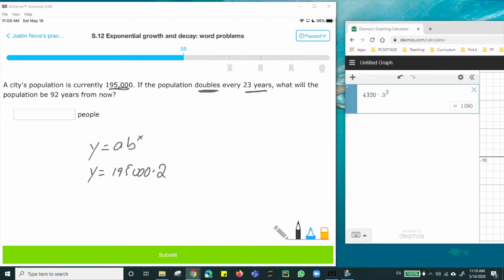And then every 23 years it doubles. So I have 92 years. So I need to find 92 divided by 23. So how many times is it going to repeat? I need to check that. So let's put this in our calculator and see what we got. 195,000 multiplied by 2 to the 92 divided by 23, and that gives us 3 million something.